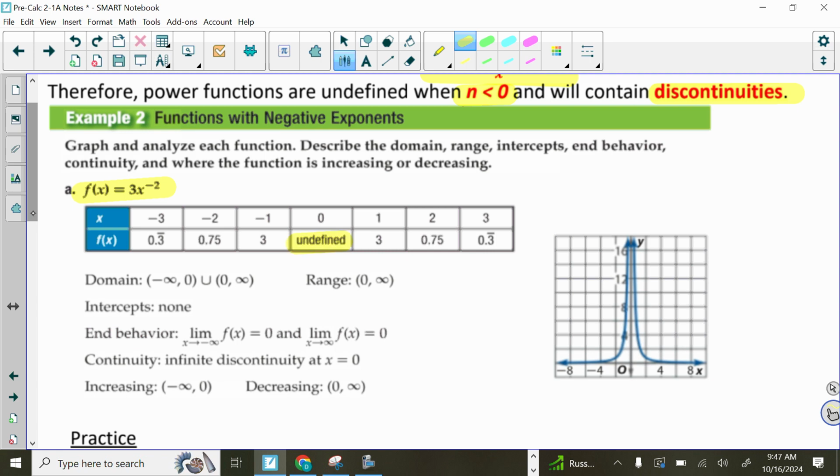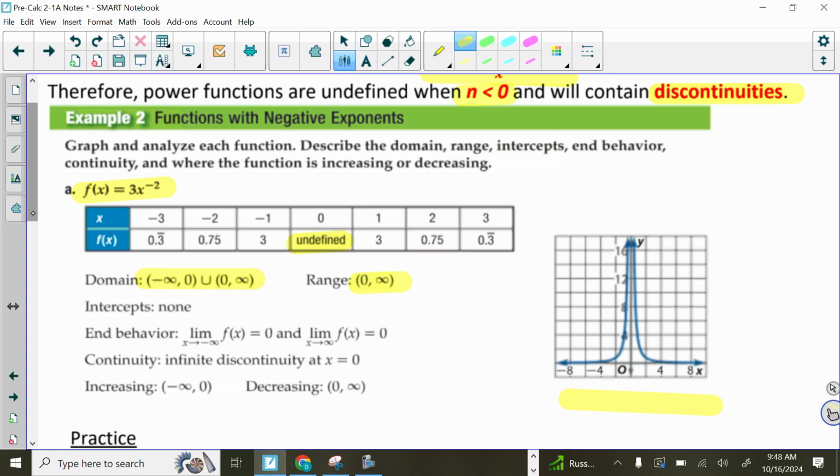And you can see all the information they give you, the domain. Notice the domain, right? Because it's discontinuous at 0, because it's undefined there, we have a union in our domain. It's almost all reals. It's just not at 0. So negative infinity to 0, along with 0 to infinity. The range is just positive numbers, as you can see by the graph over here. It's just positive numbers, so 0 to infinity. It does not have an intercept. It doesn't cross any axis there.